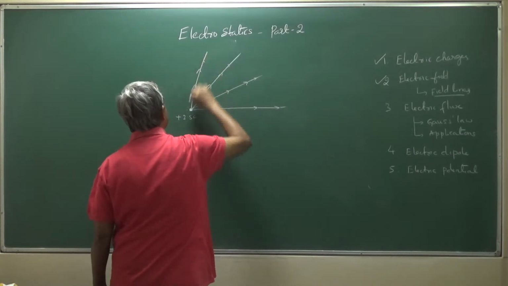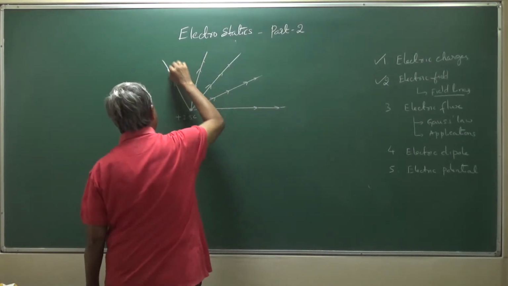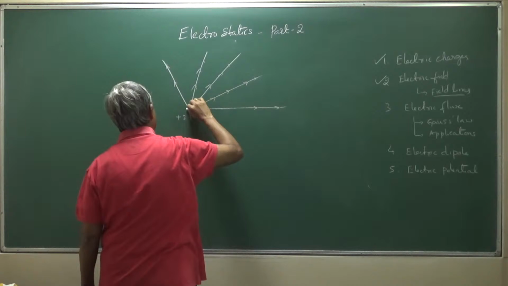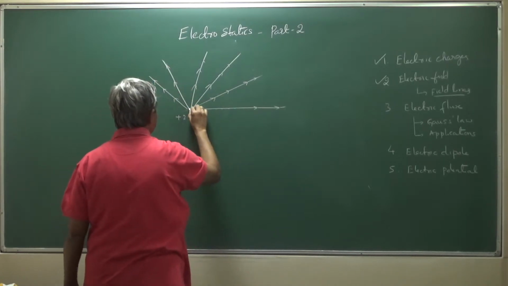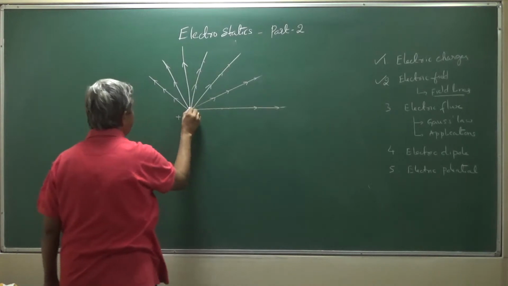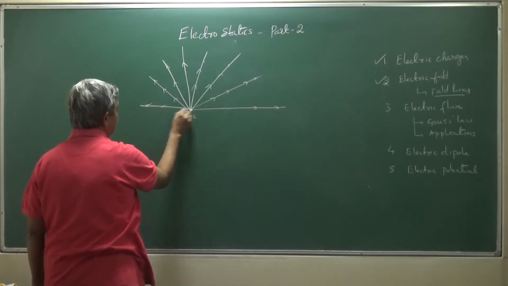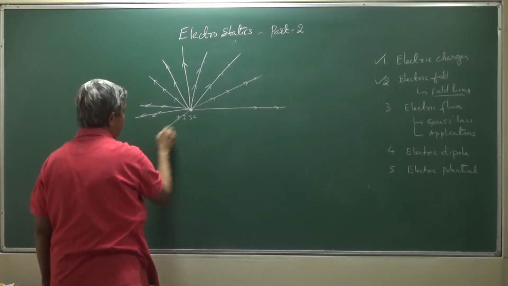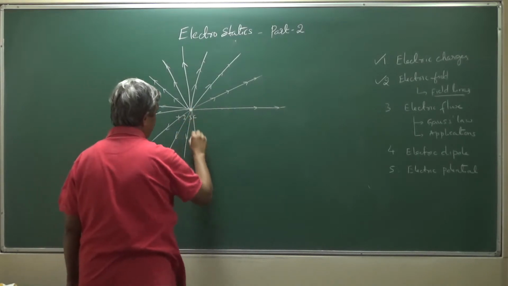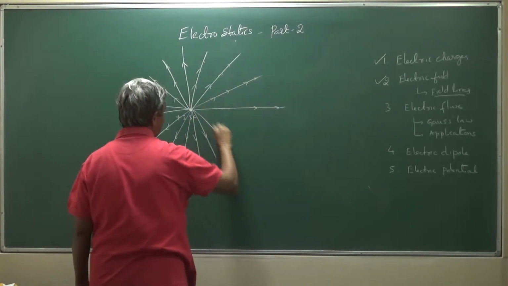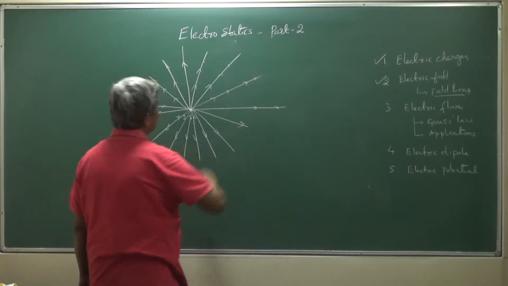Correct? So you can put one or many arrows, it doesn't matter. We are not showing any particular magnitude. We are just showing the direction. Correct? We are showing the direction of the electric field. Like this, we will show the direction of it everywhere.